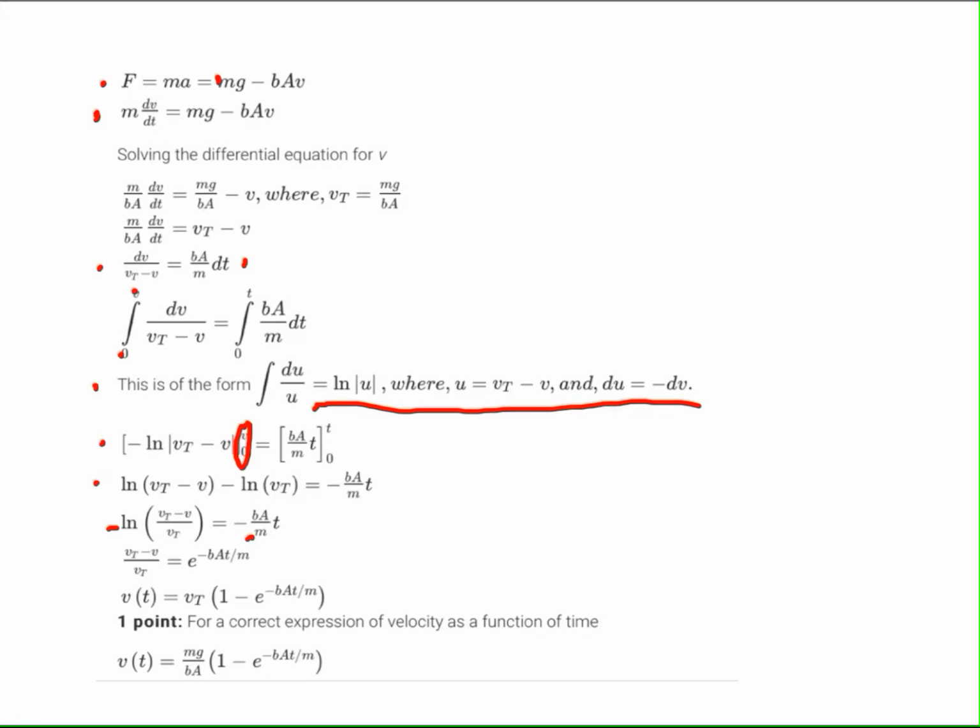Then you raise e to both sides. We get rid of the ln here, e to the negative bt over m. Do a little bit of algebra, and we end up with this guy right here.